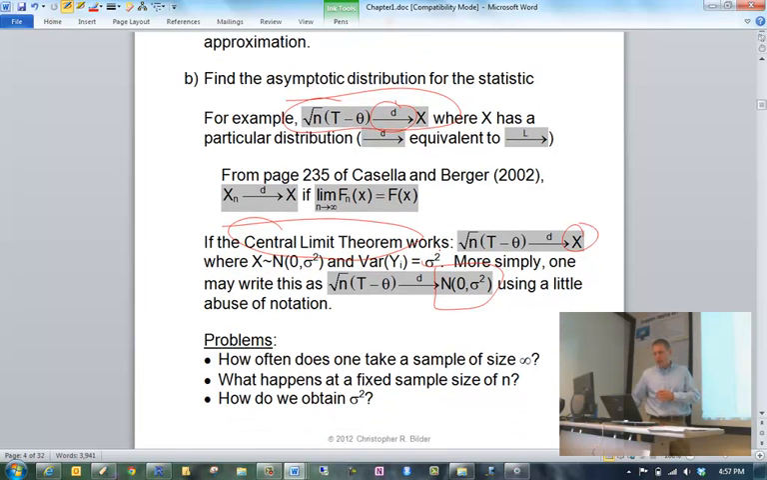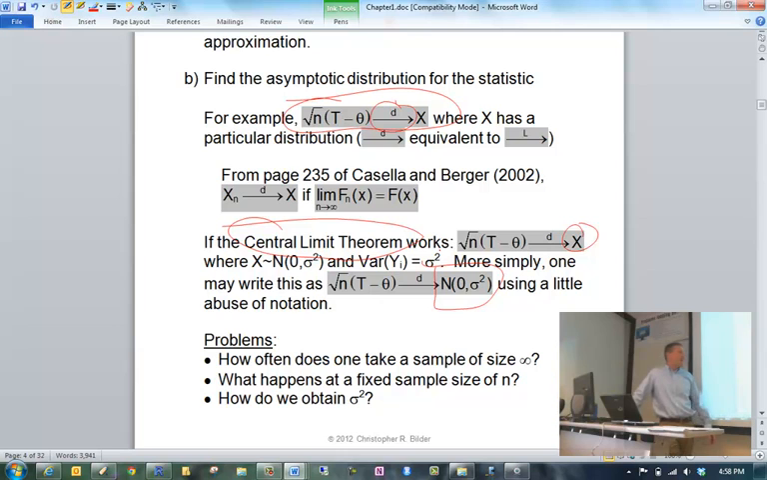Okay. So what's the problem? So this leads to an approximation. The problem, though, is how often does one take a sample size of infinity? If I ask you to go take a sample size of infinity, you're going to be out there for a long time. You're never going to reach it. So you have the distribution for the statistic for the one sample size that can never be obtained. That's not good. Well, what happens then at a fixed sample size of n? Well, is it, like in central limit theorem, exactly normal? Probably not going to be exactly. Hopefully you took your n high enough that it's approximately normal.